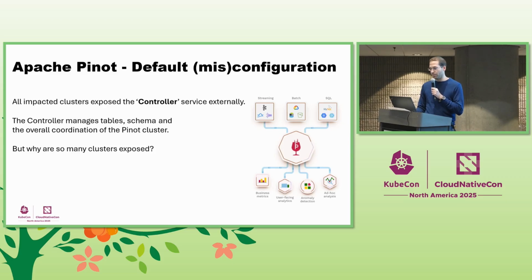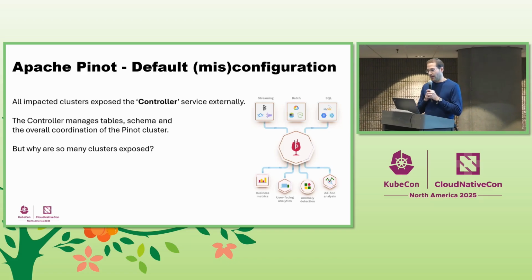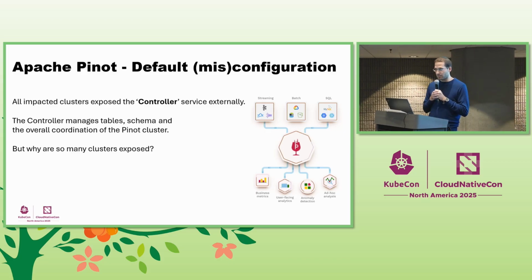controller of Apache Pinot externally by a load balancer. So the controller is the main brain of the framework. It handles tables, schema, and the overall orchestration. And it makes sense that if someone got access to the controller, they can take full control over the application. But the question is, why do so many clusters expose it? And even if it's exposed, how can malicious actors take advantage of it?